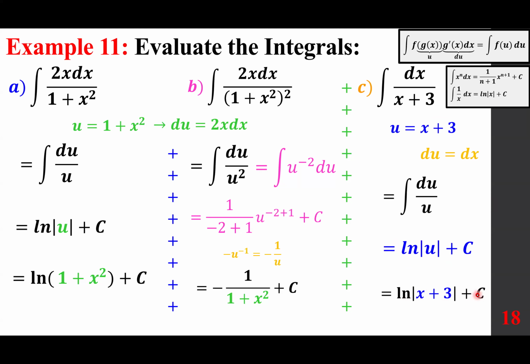The difference here, 1 plus x squared is positive. You can lose the absolute value sign and change it to a parenthesis. But this one you can't and you shouldn't, because x plus 3 can be positive or negative.